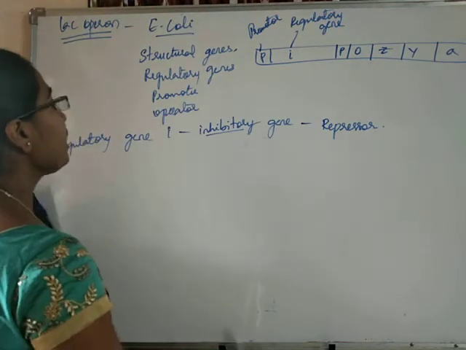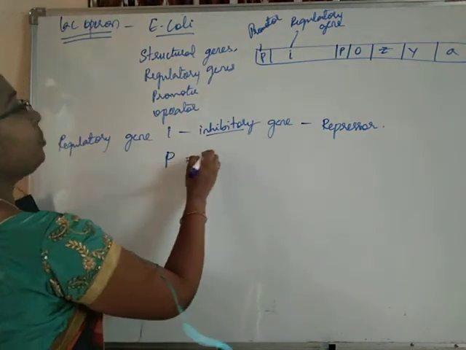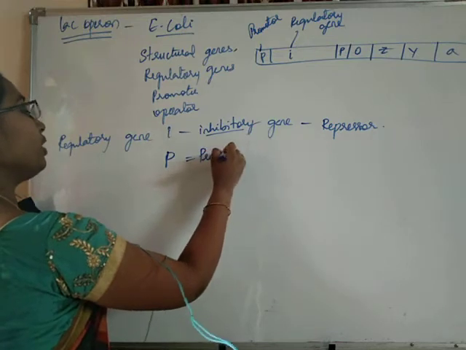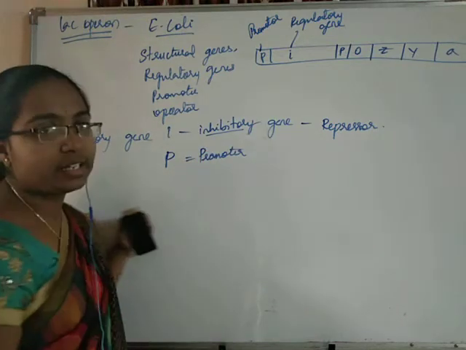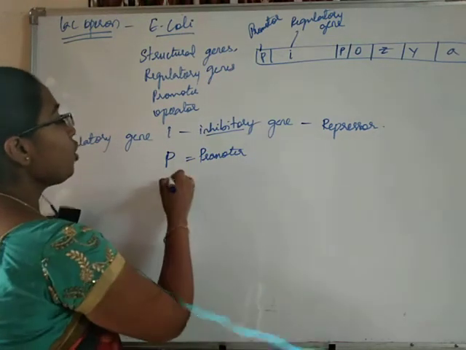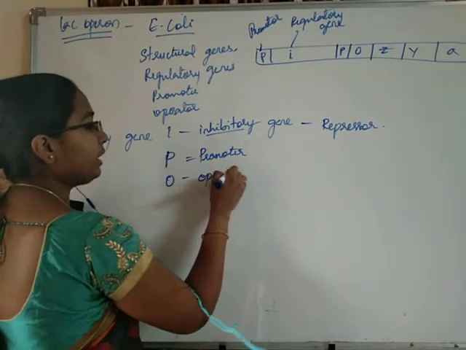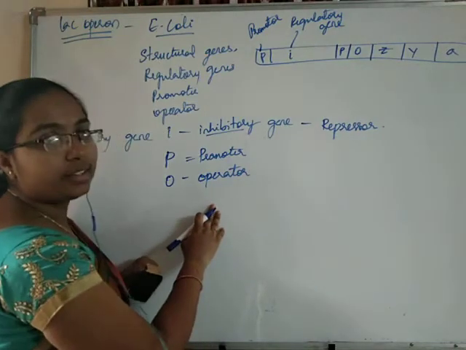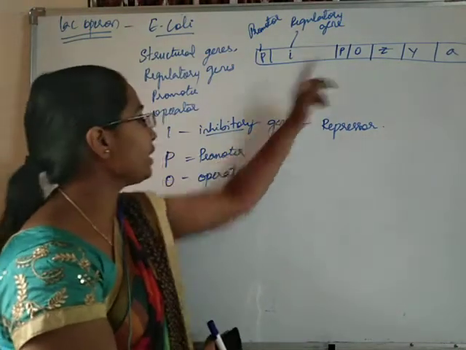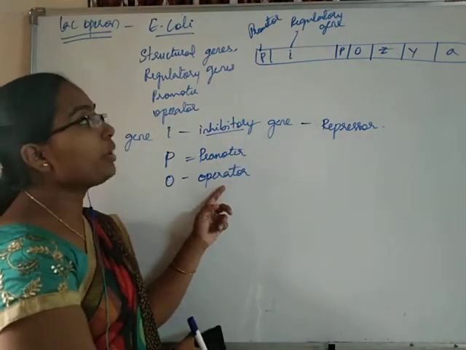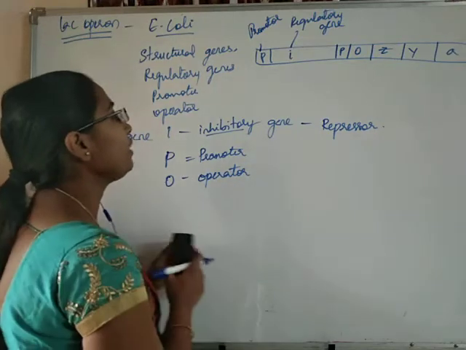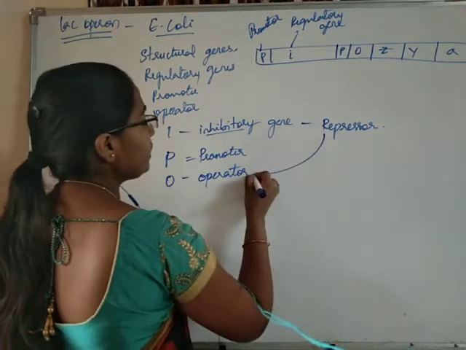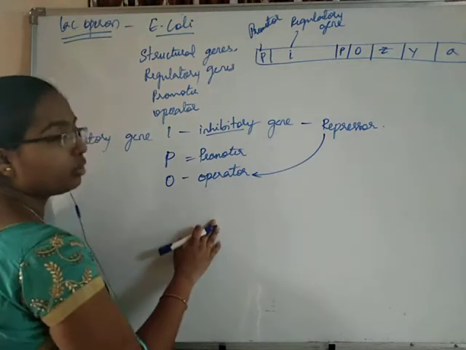And now you observe the P. P is indicating the promoter to which RNA polymerase will be binding. O is indicating the operator. To the operator only the repressor will be binding. The repressor produced by the I gene will be binding with the operator only.